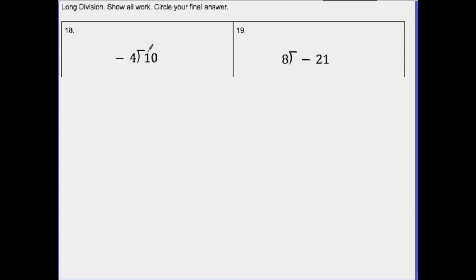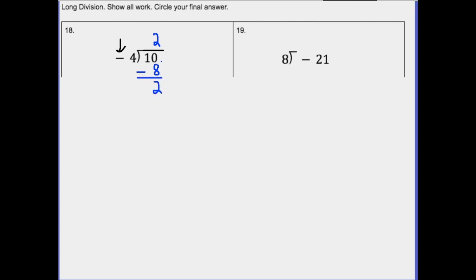All right, with long division, remember, we want to see how many times this number goes into this one. We disregard this negative until the end. All right, so 4 goes into 1. It doesn't. 4 goes into 10 twice without going over. So we're going to do 4 times 2 is 8. Subtract it, and we get 2.